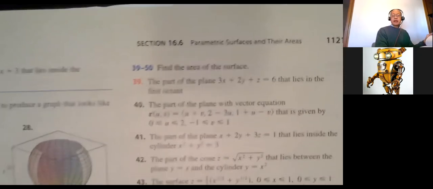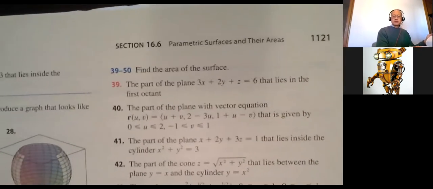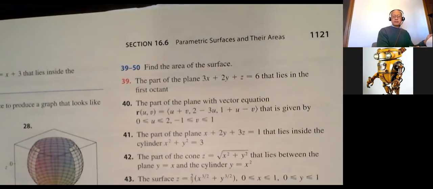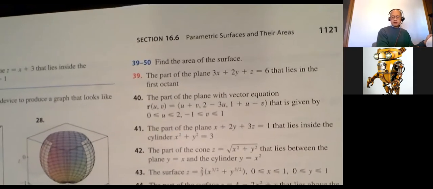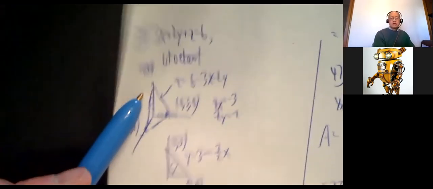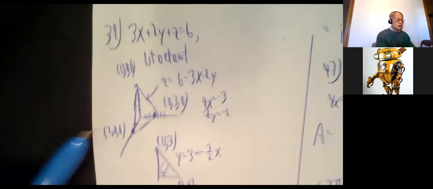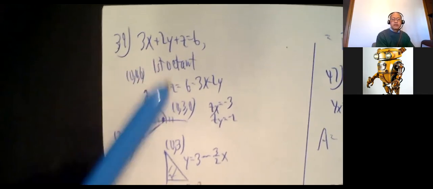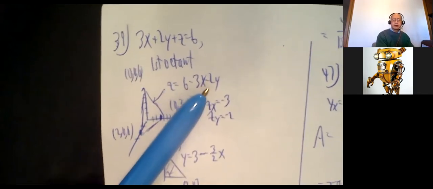Okay, and now we have some problems involving surface area. Find the area of the surface, the part of the plane 3x plus 2y plus z equals 6 that lies in the first octant. So you want to solve for z there, and then use the surface area formula. All right, so see what's going on here. Solve for z. Z is 6 minus 3x minus 2y, right?